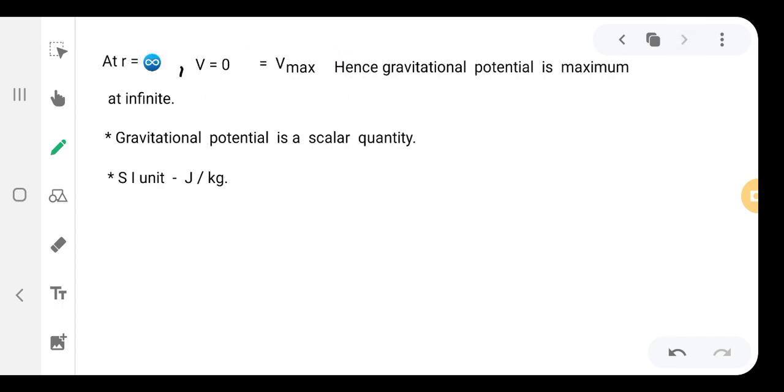If R is infinity, V is equal to 0. So V is maximum at infinity. Gravitational potential is a scalar quantity, and the SI unit is joule per kg.